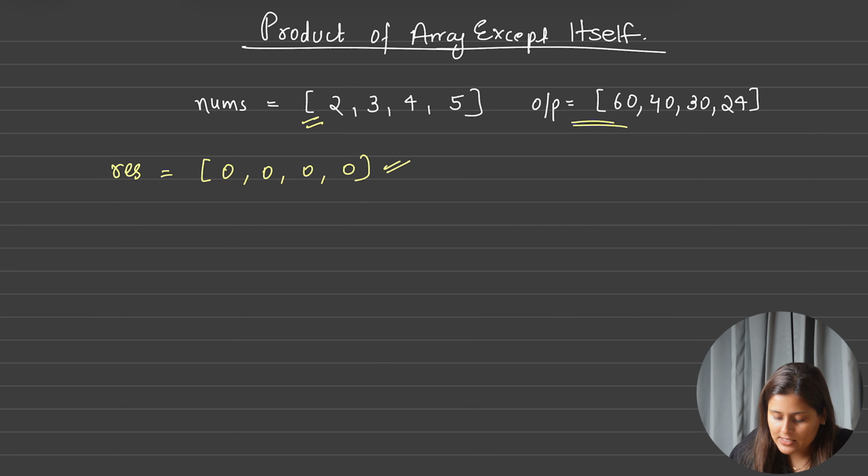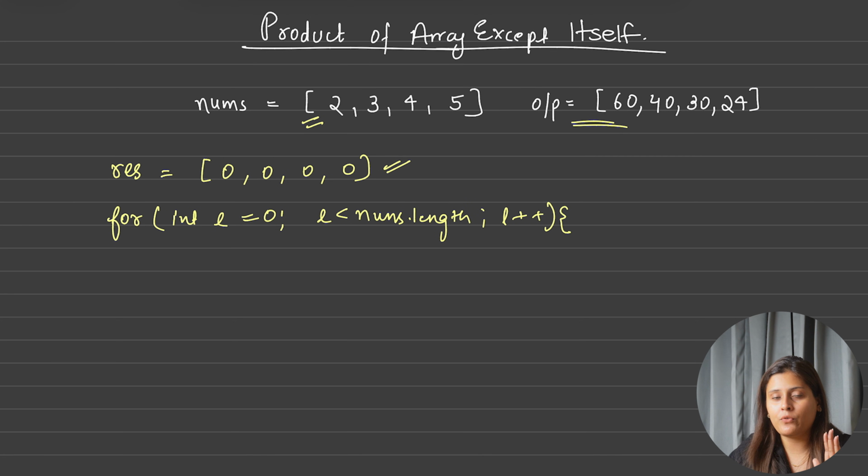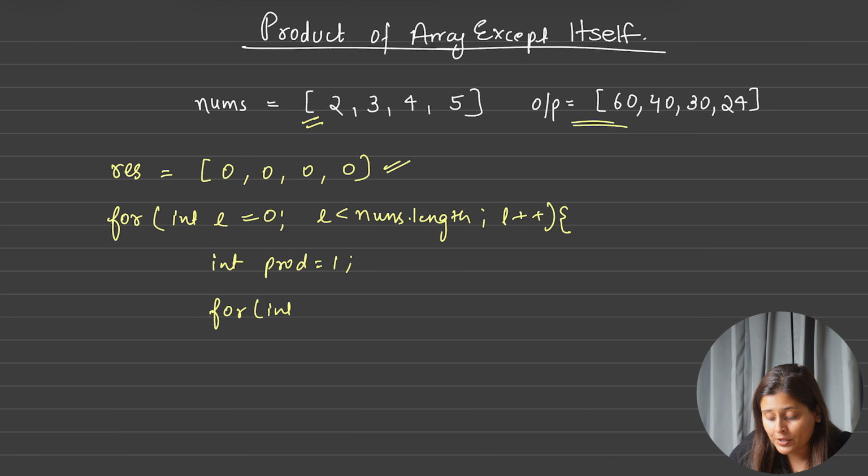Now let's start a for loop for the left pointer from 0 till nums dot length, and left plus plus. Inside it I want to calculate the product variable, so the product will start with 1, and now I want to initialize my right pointer, and the right pointer will start from 0 only, and it will go till nums dot length. Means I am allowing this right pointer to go through the entire array.